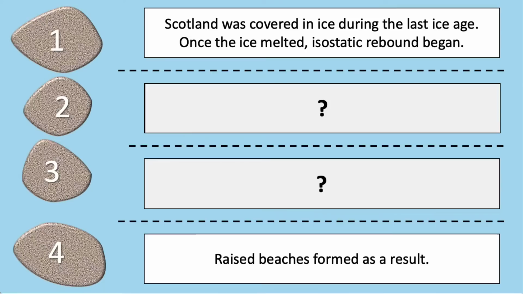So we've already got there a statement about Scotland being covered in ice during the last ice age. Once the ice melted, isostatic rebound began. We've then got two gaps, and then our final statement there, raised beaches formed as a result. So what could we pop in those gaps to branch that first statement to that final statement? Can you pop in there?